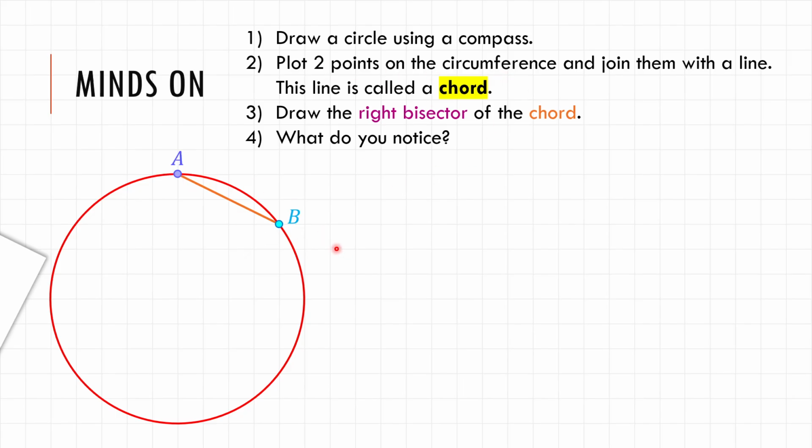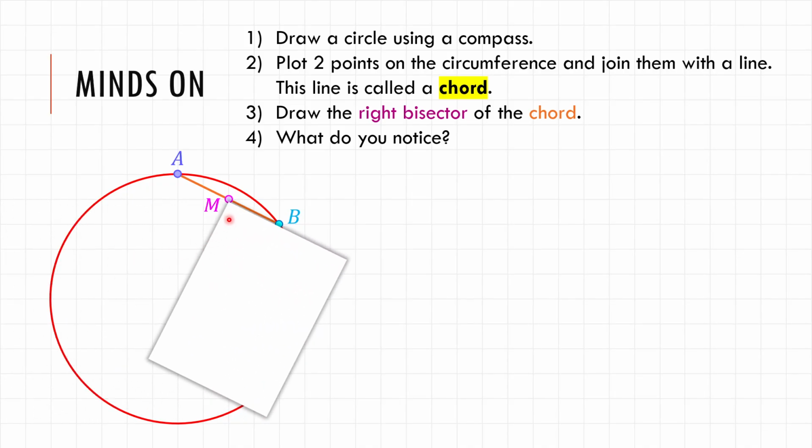Now that you've got your chord, and your chord probably looks a little bit different than mine, and that's okay, I want you to go ahead and draw a right bisector of the chord. And that means you need to take that line and find a point that's right in the middle. The right bisector is a line that cuts this into two pieces, and that means it's got to go right through the midpoint of that line. And if I have something like a sheet of paper, I can just put it along the line, and that way I know that this is 90 degrees, and I can just draw that right bisector just like that.